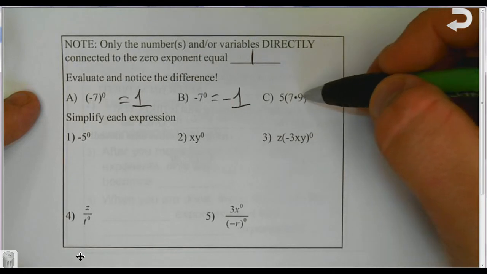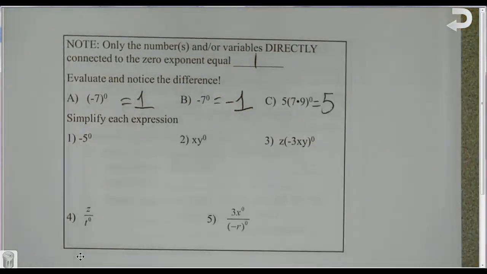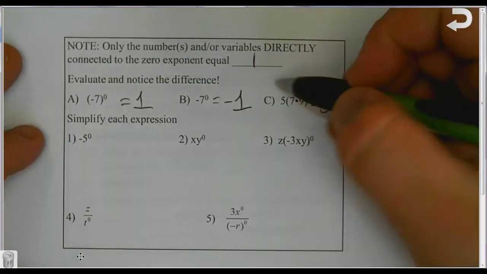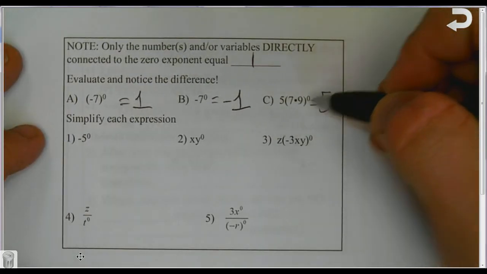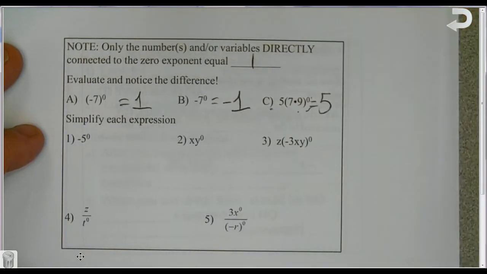5 times 7 times 9 to the 0 power is equal to 5. And why did that happen? 7 times 9 is 63. 63 to the 0 power is 1. What's 5 times 1? 5.